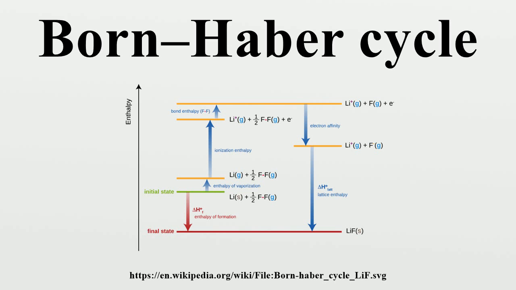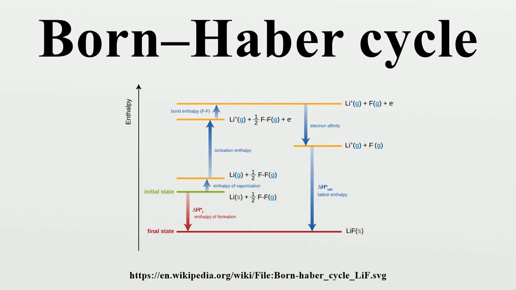Example: formation of lithium fluoride. The enthalpy of formation of lithium fluoride from its elements, lithium and fluorine in their stable forms, is modeled in 5 steps in a diagram: enthalpy change of atomization of lithium, ionization enthalpy of lithium, atomization enthalpy of fluorine, electron affinity of fluorine, and lattice enthalpy. The same calculation applies for any metal other than lithium or any non-metal other than fluorine.